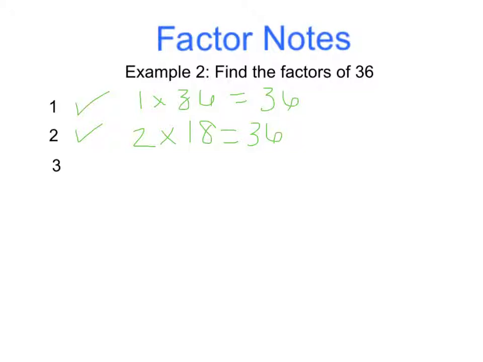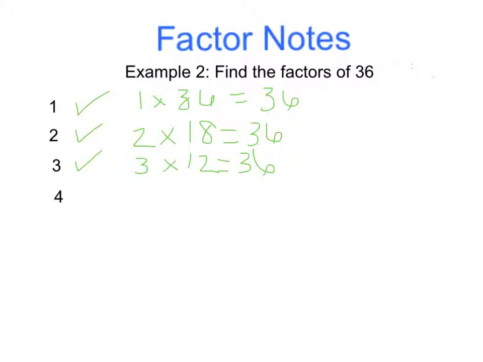The next number that we have to test is 3. The divisibility rule for 3 is you have to add all the digits together and see if that sum is divisible by 3. So 3 plus 6 is 9. Is 9 divisible by 3? Yes. So 36 is divisible by 3. So 3 times what equals 36? Once again, we can use our calculator to determine what 36 divided by 3 is, and that's going to be 12. So 3 and 12 are also factors of 36.